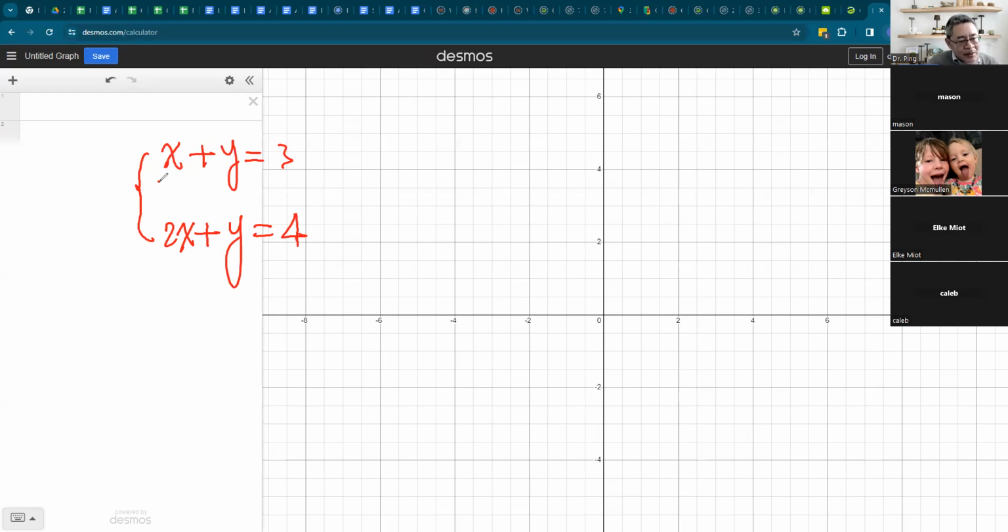Now, this is called the standard form of a linear equation. We know it's going to be a line, but the form we use to describe the line is called standard form. And so we're going to change that to slope-intercept form, which we learned last week.